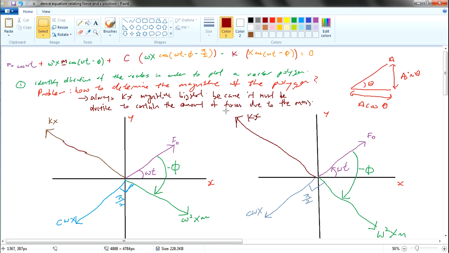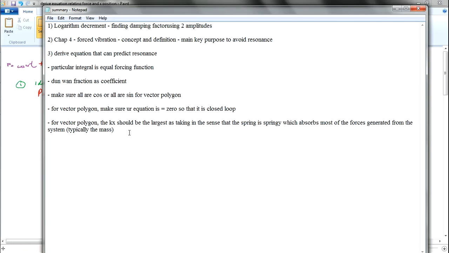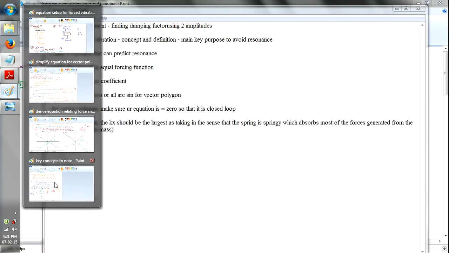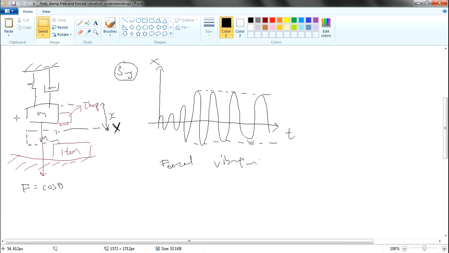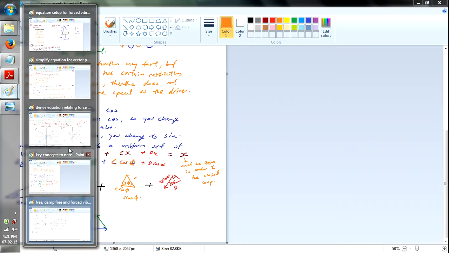But let's say, typically kx should be larger than the rest of them. Let's write down here: for the vector polygon, the kx should be the largest, taking the sense that the spring is springy. If you pull the mass downwards and then you release, the amount of force will be in terms of the kx and the cx, right? Damping itself will deal with the cx, and the rest will be due to the kx. So the kx is important because it actually holds the weight of the mass, and the kx and the damping factor should be about the same magnitude in a certain sense.